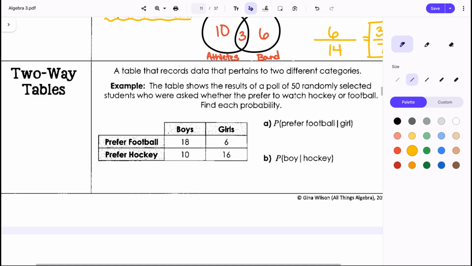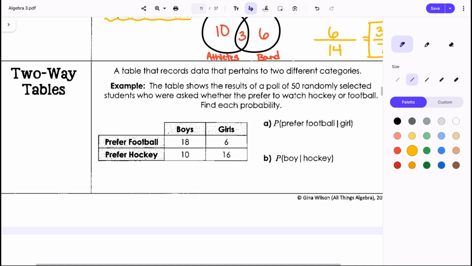But instead of us doing a Venn diagram or trying to set up our fraction, we're going to use two-way tables. Personally, I feel like two-way tables are a little bit easier for us to navigate through. It's a little bit tricky at first because you have to understand how to read the problem and how to go about setting up your fraction. But once you guys see how we do it, I think you're going to catch on pretty quick. Okay? So a table that records data that talks about two different categories or more than two different categories is going to be displayed in a two-way table.